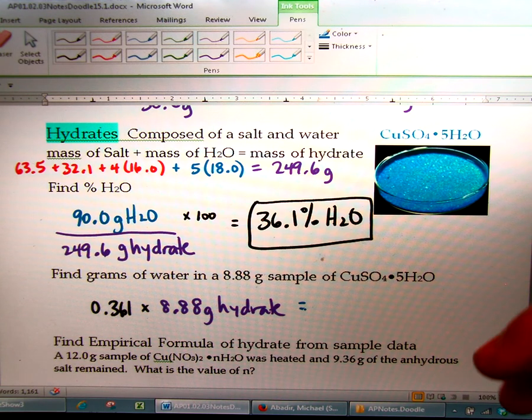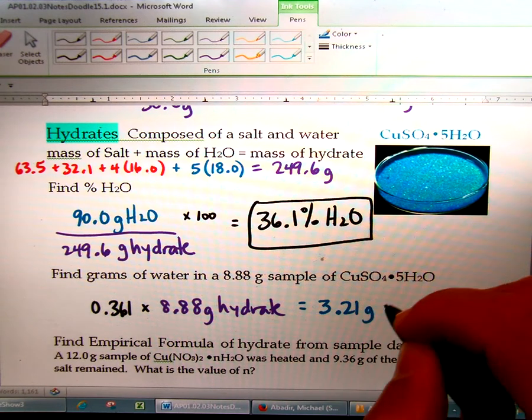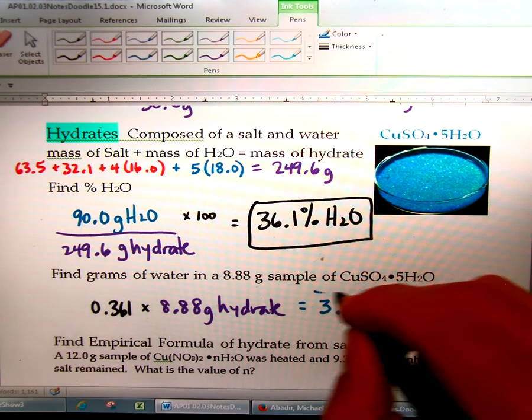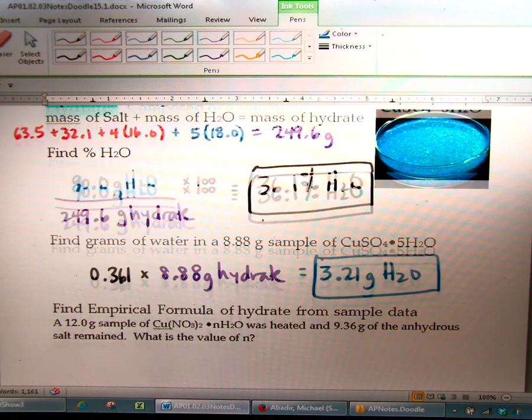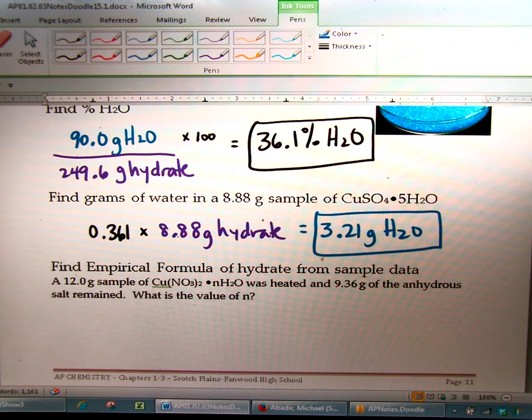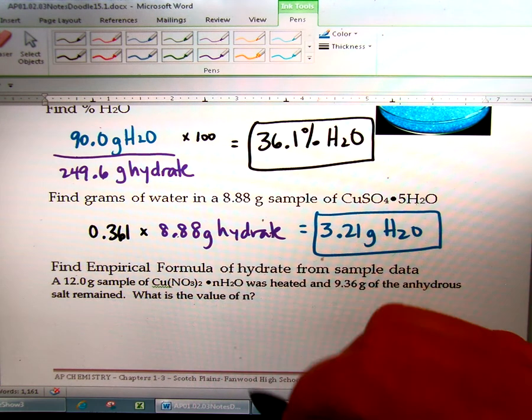That's going to give you 3.21 grams of water in this sample. Okay, now let's suppose you want to find the empirical formula of a hydrate from sample data. Let's suppose, and this again will help you with your lab, I'm giving you a cupric nitrate hydrate and you don't know the value of N, how many waters go with it. The value of N here was 5, but the value of N here is what you don't know.